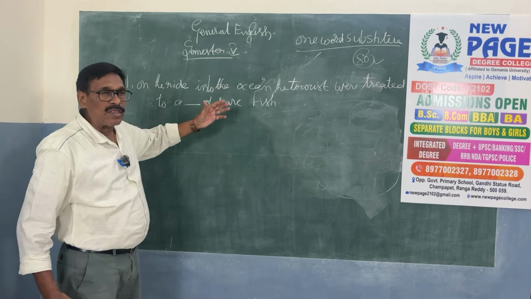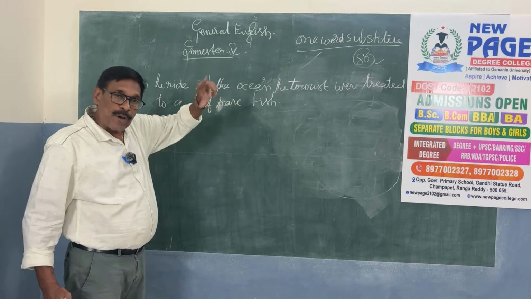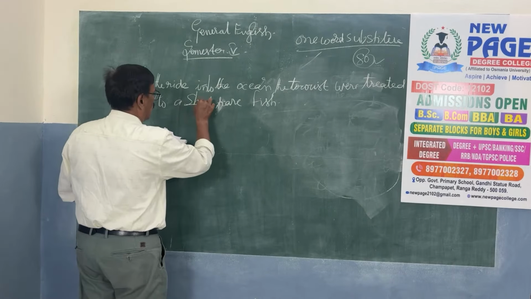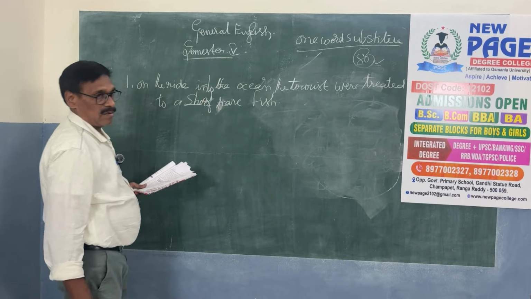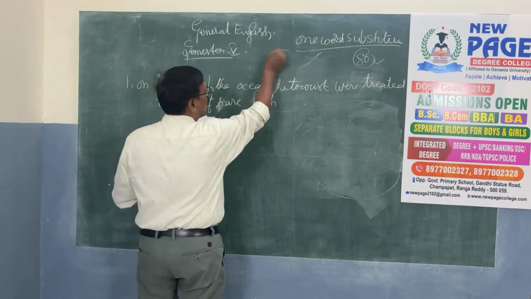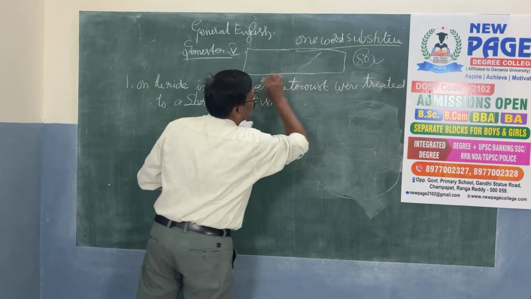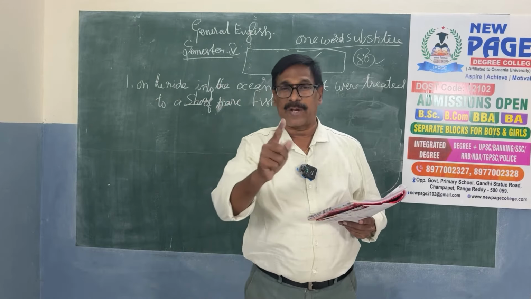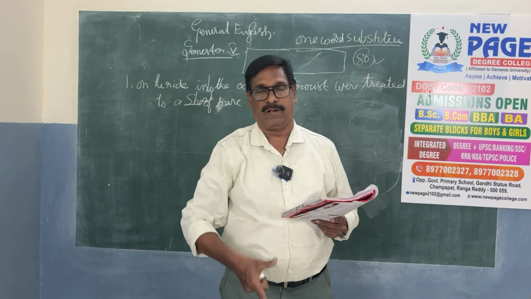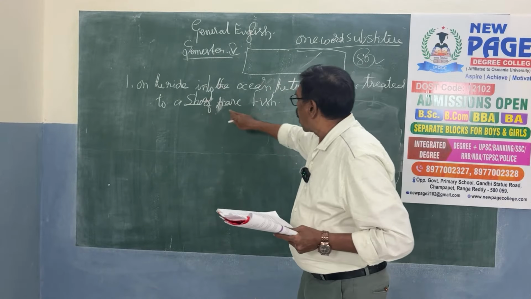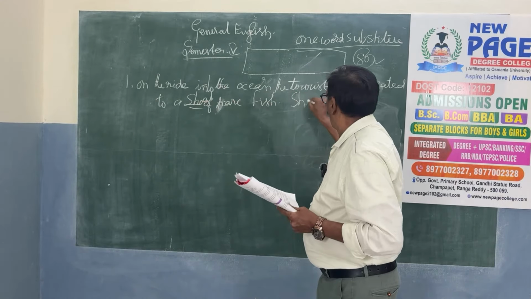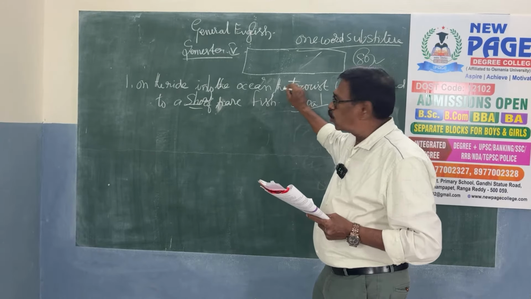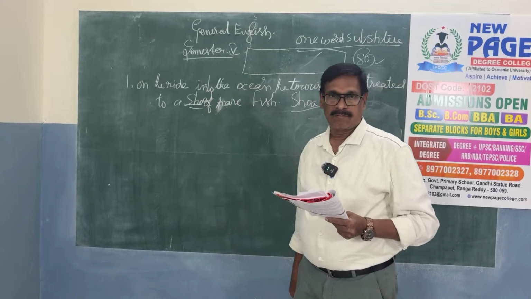So that we have to fill in the blanks. In brackets, they give the words. So what is the right answer? Shawl, S-H-O-A-L. That you have to write. In the box, they give the 10 fill in the blanks, 10 sentences, 10 words. That means the one word substitute, that is called. So shawl is the one word substitute for all this sentence.